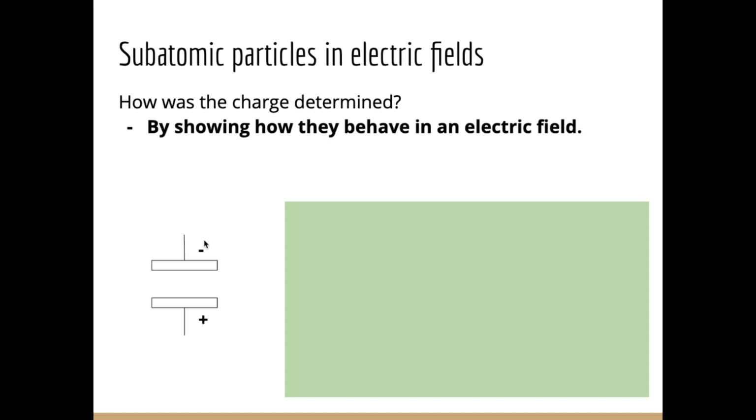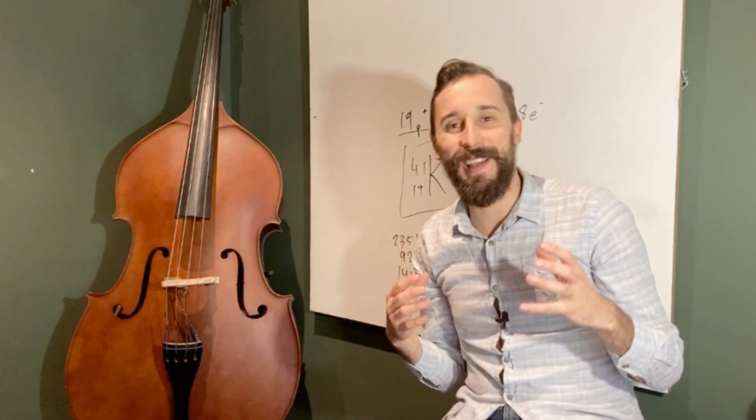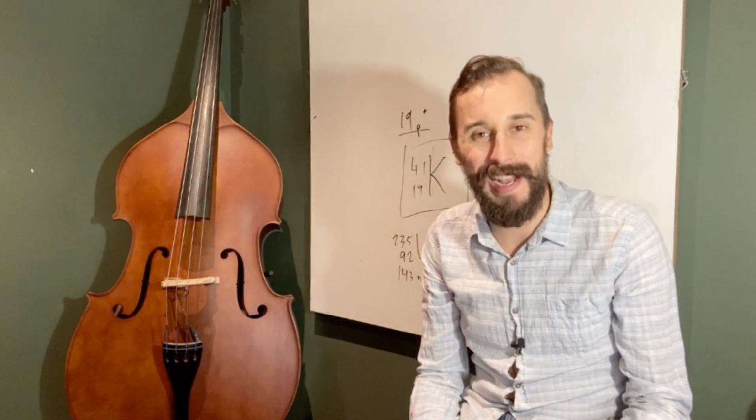Yeah, by showing how they behave in an electric field. All right, so we know, or we might not know, and I might tell you for the first time, but like charges repel. A negative will repel a negative, a positive will repel a positive. Opposite charges will attract. A positive will attract a negative will attract a positive. This is called the electrostatic force of attraction.